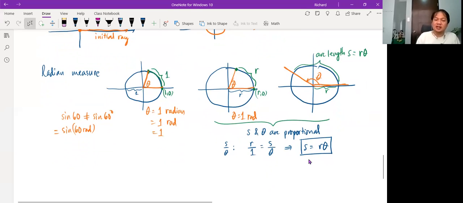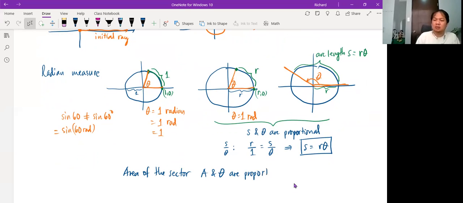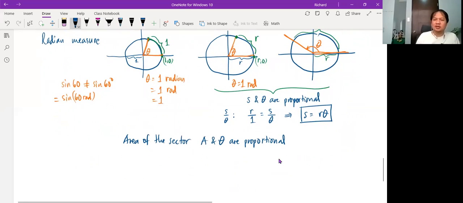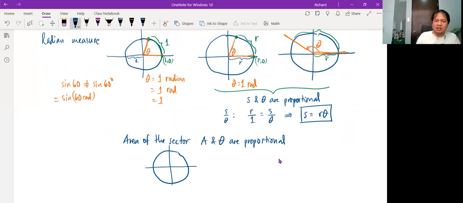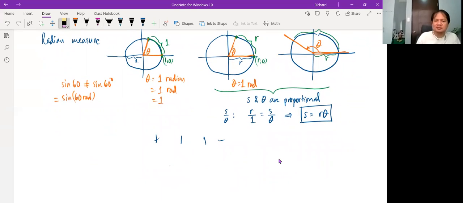Okay. And then the area of the sector. So the area of the sector, A, and theta are also proportional. All right. So let's compare this with a full circle. With a full circle, hold on. So let's justify the area of the sector. Okay.